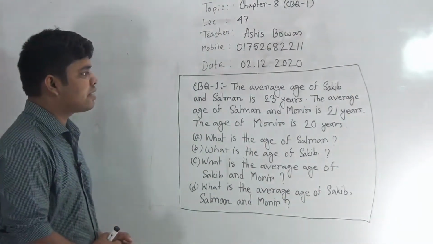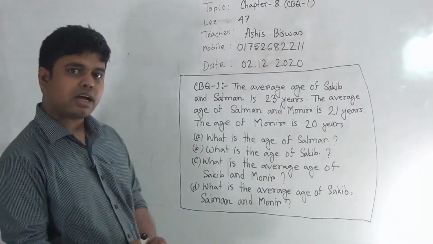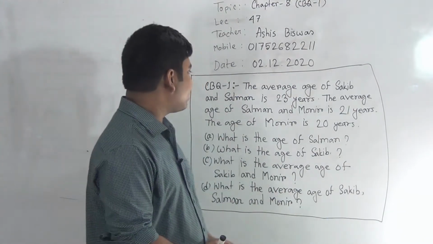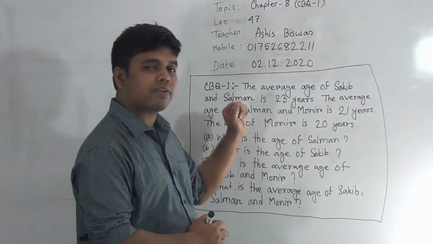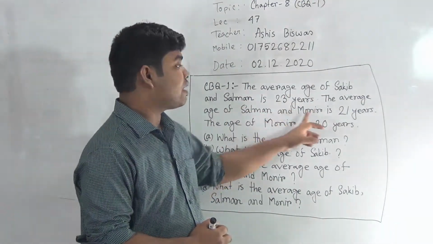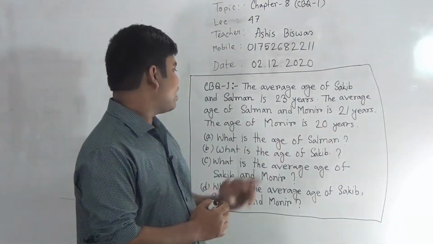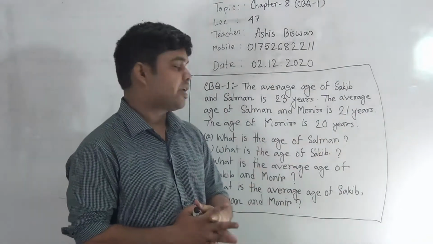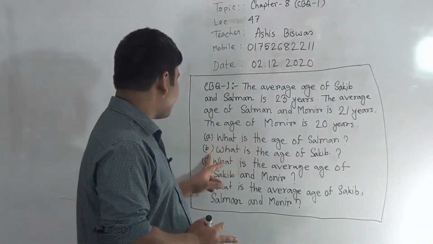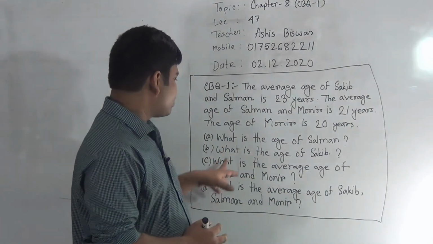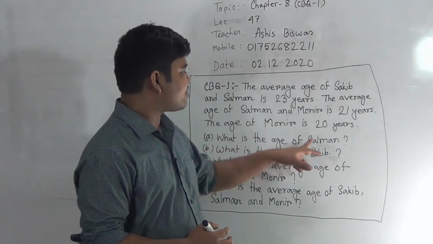So my dear students, at first we make a plan for how to solve this math. Here three pieces of information are given. The average age of Shakib and Salman is given, the average age of Salman and Munir is given, and the age of Munir is also given. By using these three pieces of information, we shall solve questions A, B, C and D.